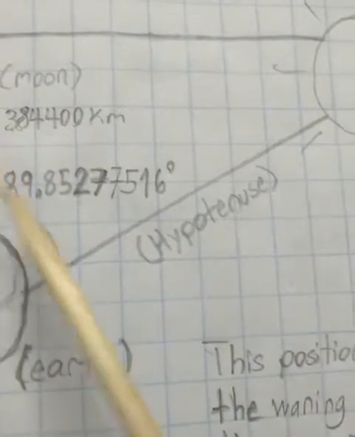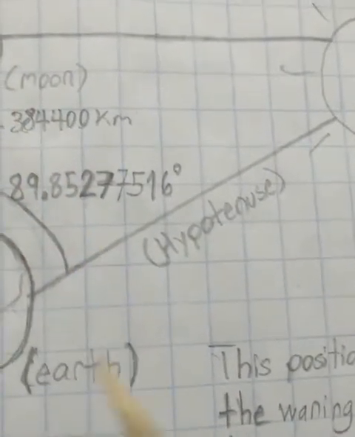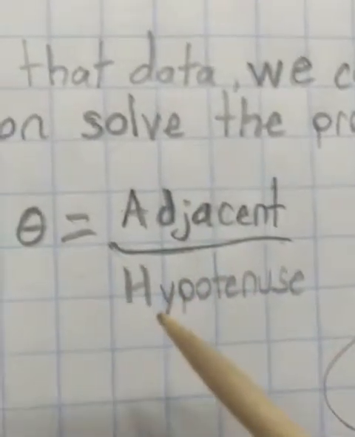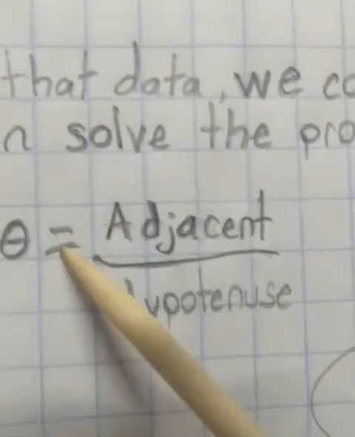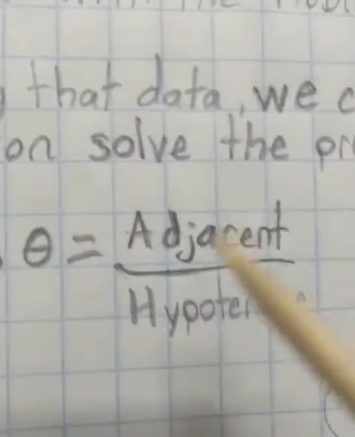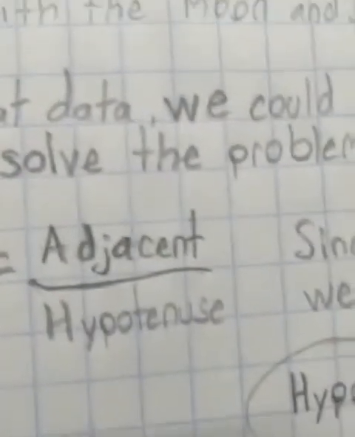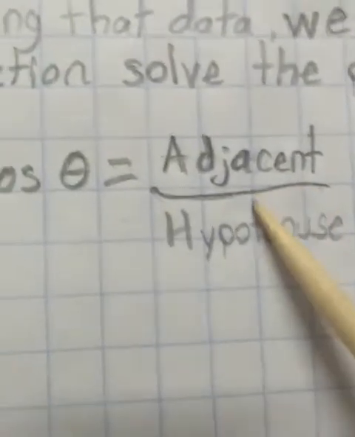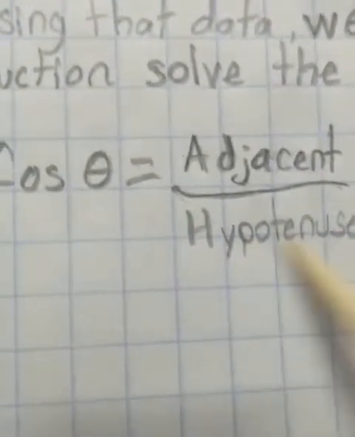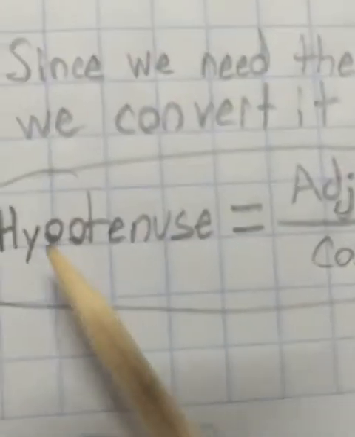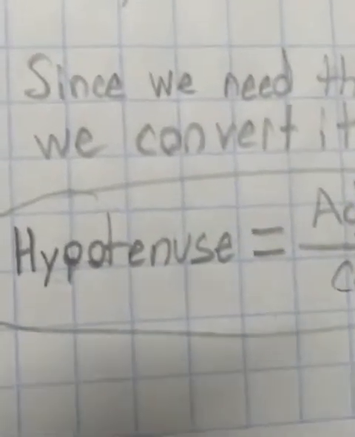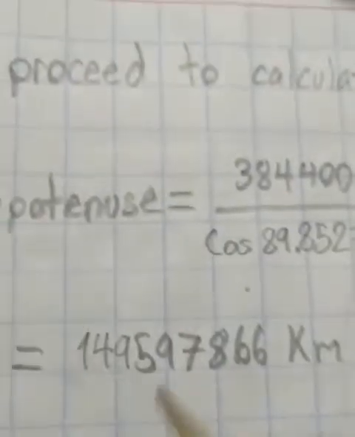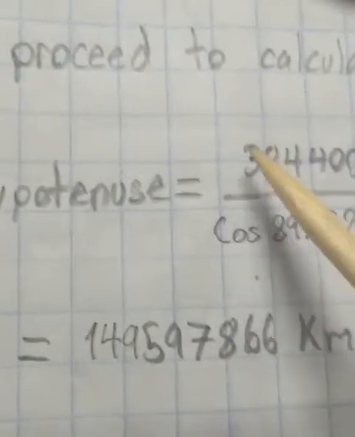Well, now that we know this information, the better option is the cosine trigonometric function, which is the cosine of the angle equals the adjacent leg over the hypotenuse. So if we rearrange this to calculate the hypotenuse, we get this. The hypotenuse equals the adjacent leg divided by the cosine of the angle. And now we just need to proceed to the calculation.